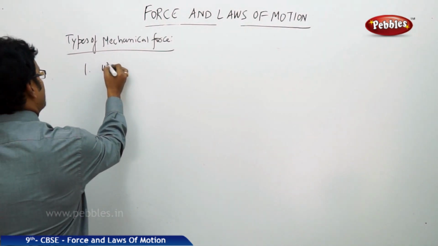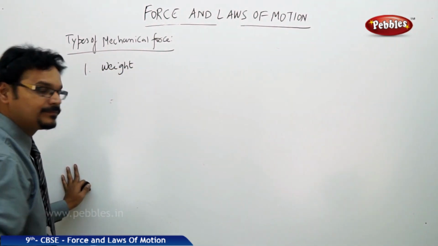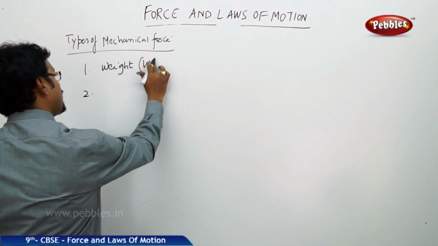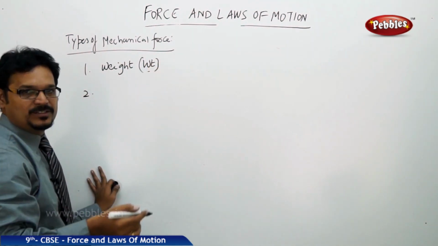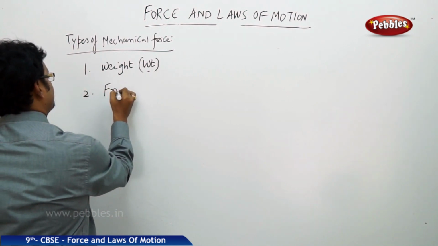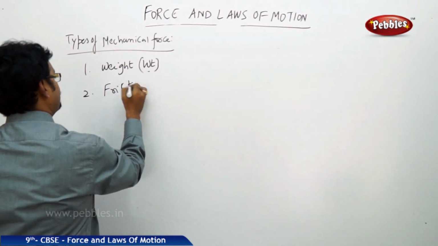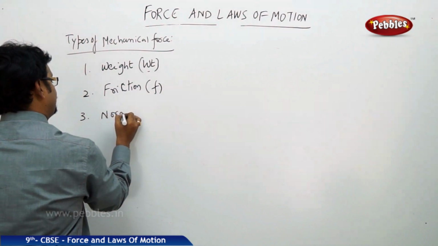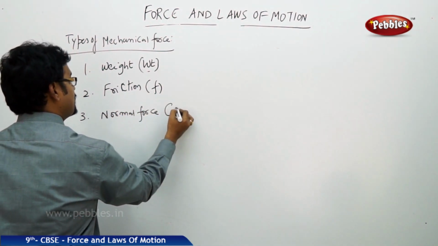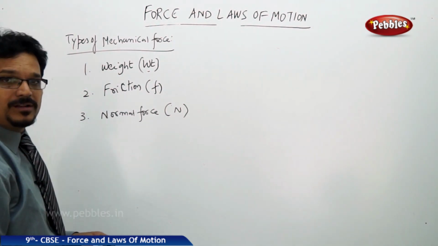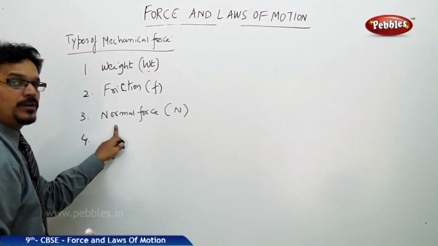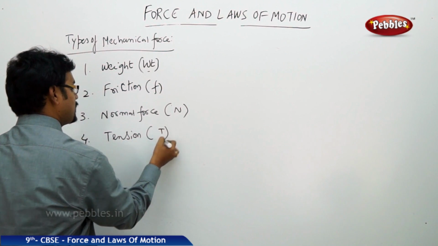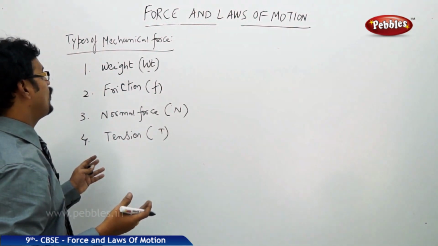The first one is weight. The symbol is W. Sometimes weight is also expressed with 2 letters, WT. The second is friction. The symbol is small f. Normal force. The symbol is N. Sometimes they use R also. It is also called normal reaction sometimes. Now, the fourth one is tension. The symbol is capital T. So, these 4 are combinedly called mechanical force.